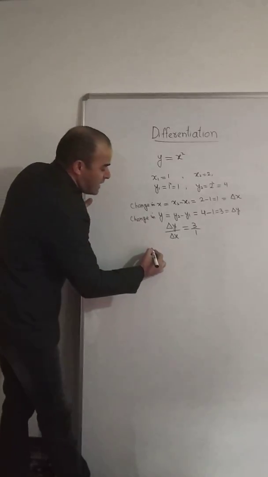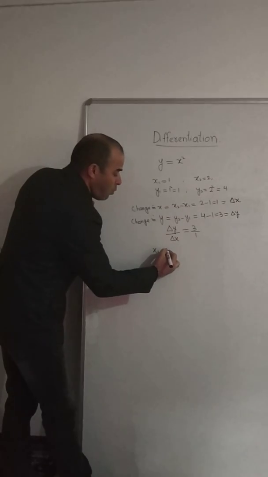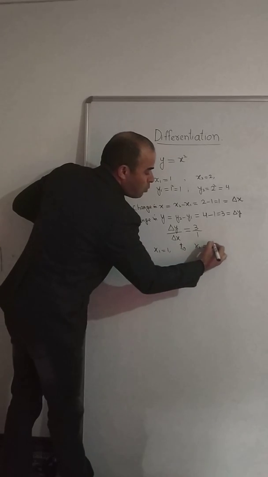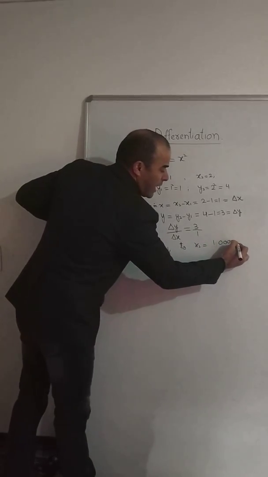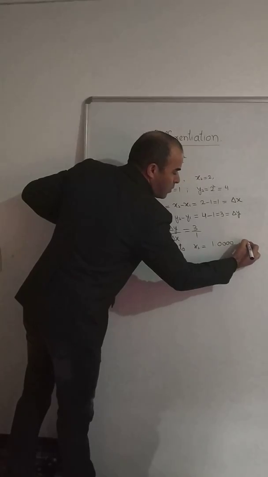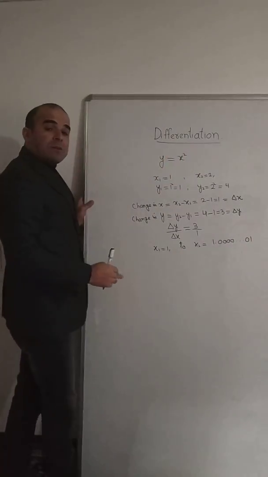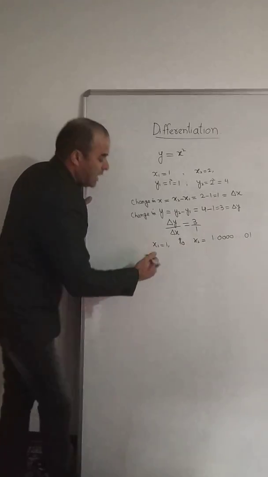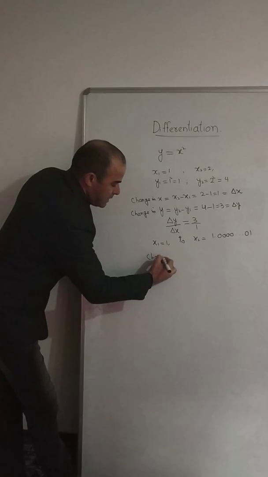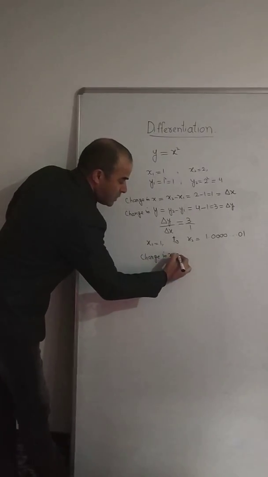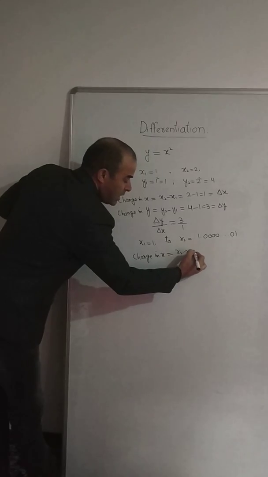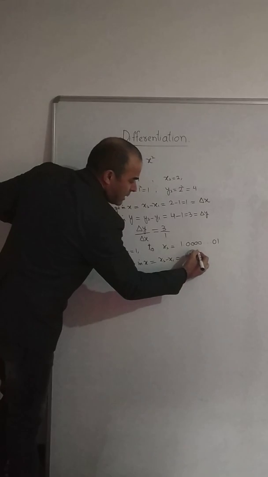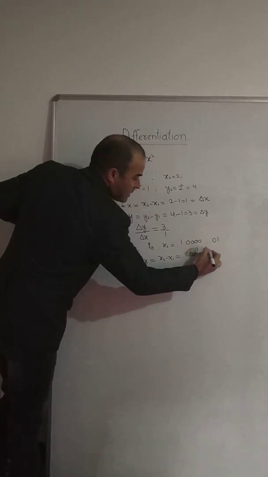Now, if x changes from x1 equals 1 to x2 equals 1.0000 and so on, 1, what is the difference between x2 and x1? Here, the change in x, which was x2 minus x1, is infinitely small.